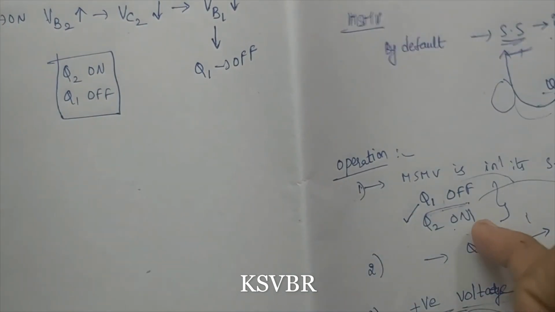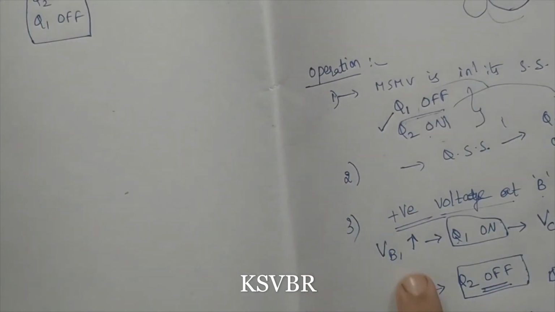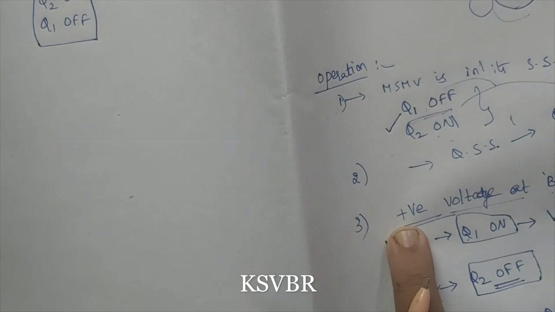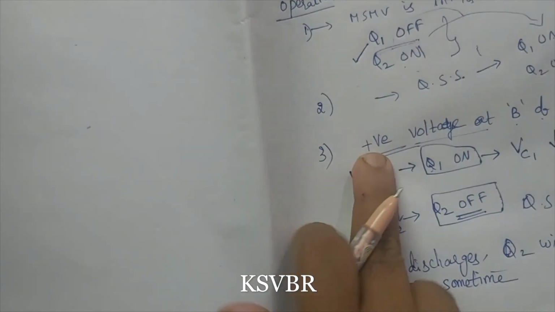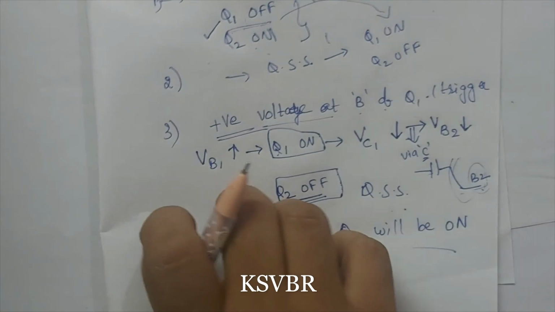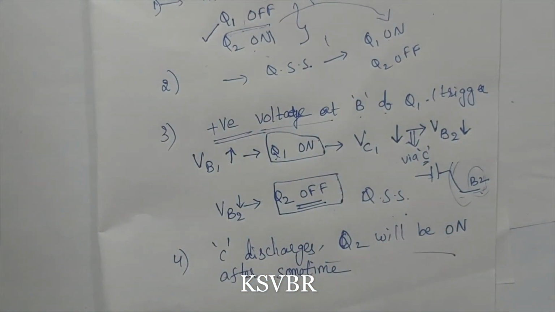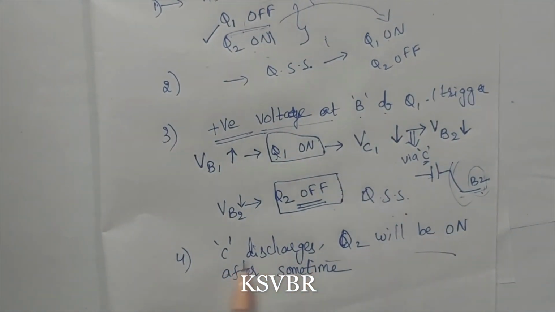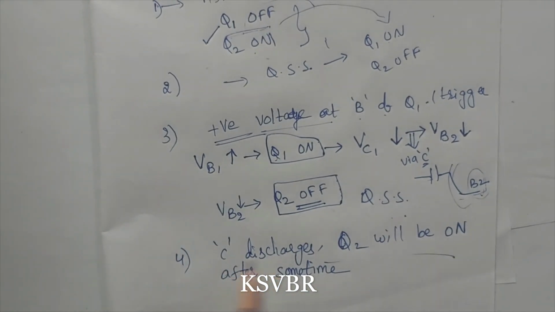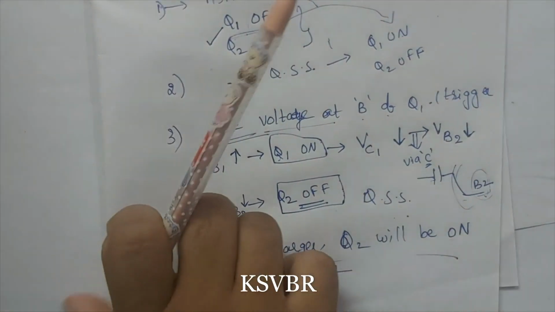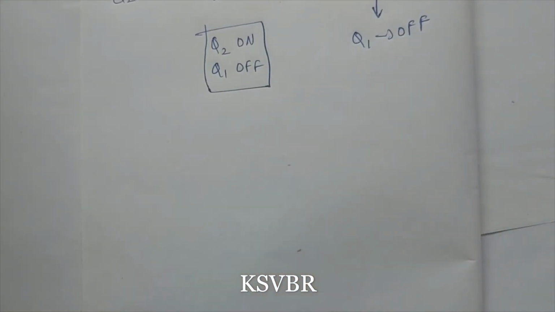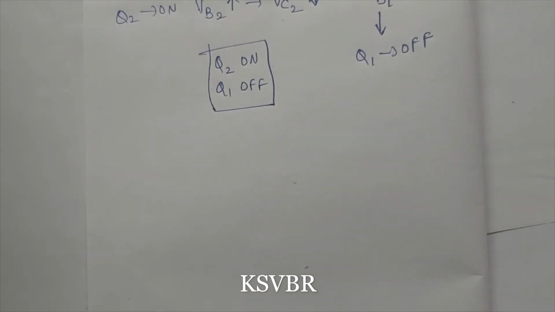From stable state to quasi-stable state, we applied a positive voltage or positive trigger pulse here. But from quasi-stable state to stable state, we applied no external signal. It just depends on the capacitor charging and discharging times, and it changed its state automatically. That's why it has only one stable state and one quasi-stable state. And now see the waveforms at different points of the monostable multivibrator.